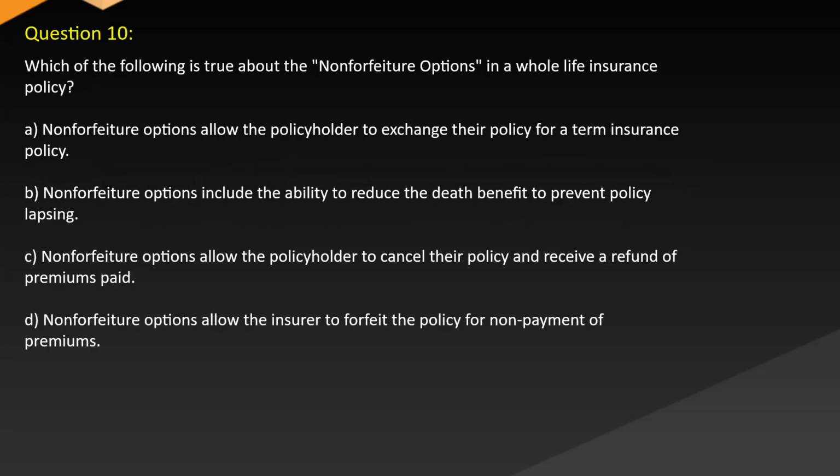Question 10. Which of the following is true about the non-forfeiture options in a whole life insurance policy? A. Non-forfeiture options allow the policyholder to exchange their policy for a term insurance policy. B. Non-forfeiture options include the ability to reduce the death benefit to prevent policy lapsing. C. Non-forfeiture options allow the policyholder to cancel their policy and receive a refund of premiums paid. D. Non-forfeiture options allow the insurer to forfeit the policy for non-payment of premiums.